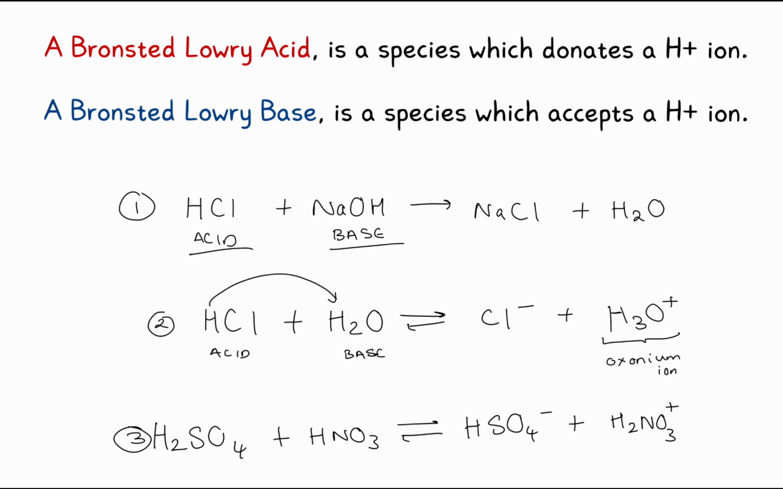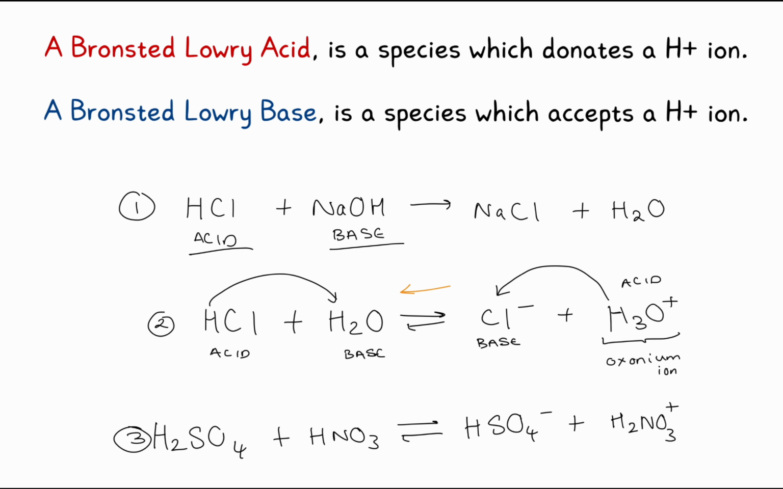As we mentioned, it's reversible, so the reaction can go in the opposite direction, but this time this could be the acid, and this can donate its hydrogen ion back to the chloride ion, and that can be the base. And let's have a look at step 3.